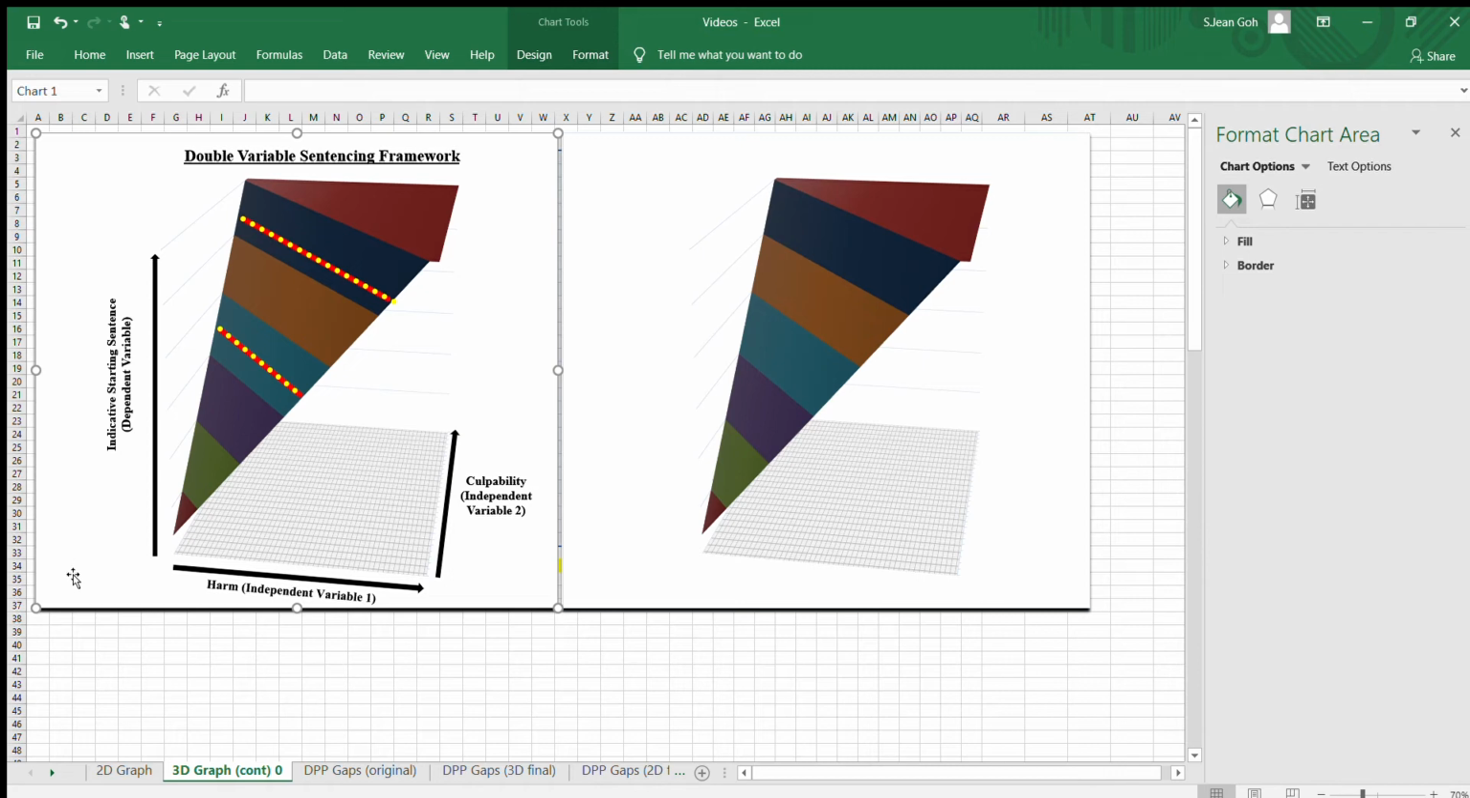Harm and culpability are the independent variables that exist on an increasing scale of severity, while the indicative starting sentence is the dependent variable. To fully appreciate the 3D nature of the two diagrams, I will rotate the diagram on the right.